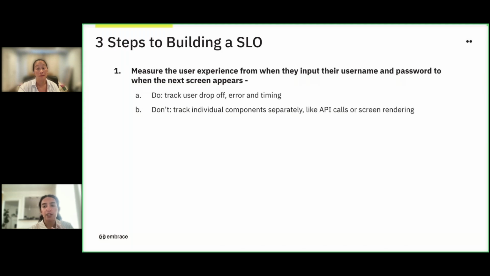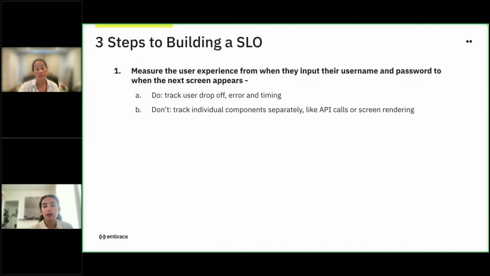So, step one is let's measure the user experience. Remember, we're always very focused on what is user facing, what your end users, your customers see. So, let's measure the user experience for a specific set of activity. And for this example, we're going to choose that specific set of activity to be from when a user inputs their username and password to when the next screen appears.